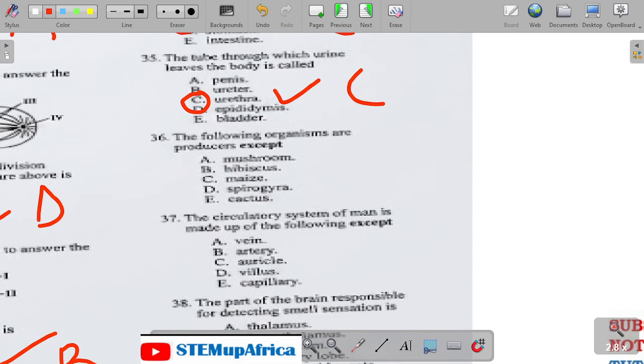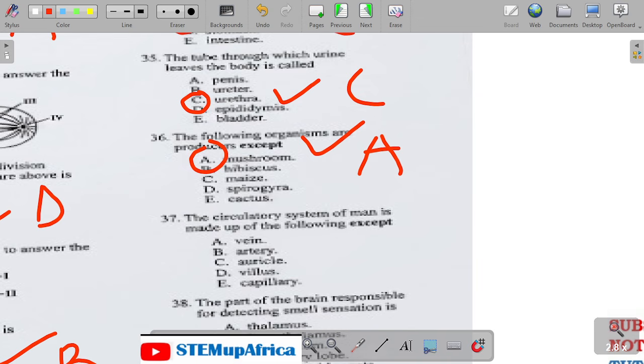Let's go to 36. Which of the following organisms are producers except? Most plants are producers, except carnivorous plants. So the answer here is mushroom. Mushrooms are non-photosynthetic fungi. They are not photosynthetic. The answer is A, mushroom.